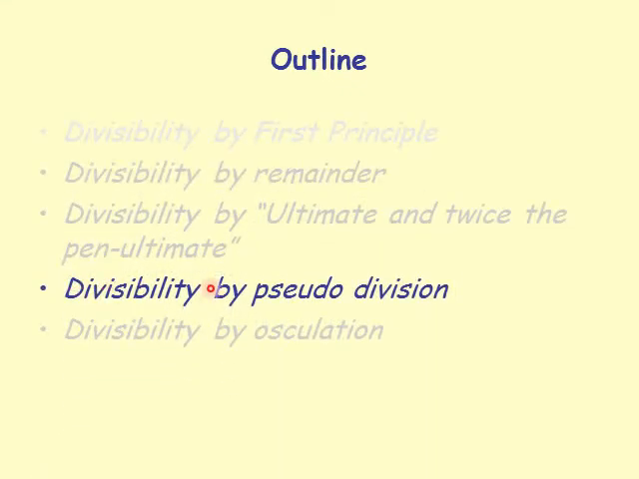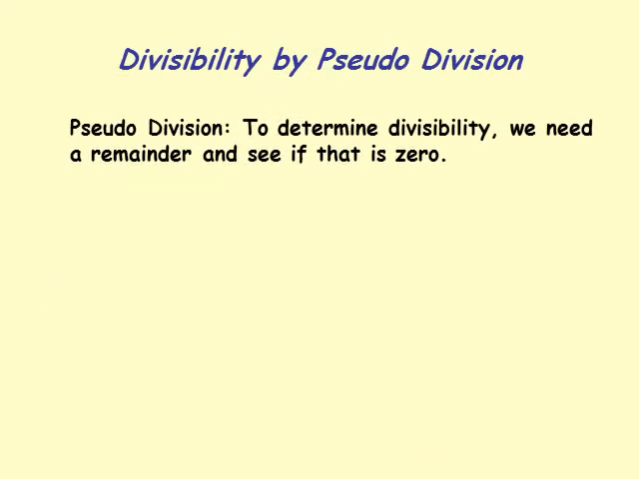Now we'll go to the next section, where we would discuss divisibility by pseudo division. Let's see what that is. Pseudo division. To determine divisibility, we need a remainder and see if that is 0. So we're trying to find a remainder somehow, and see if that is 0.